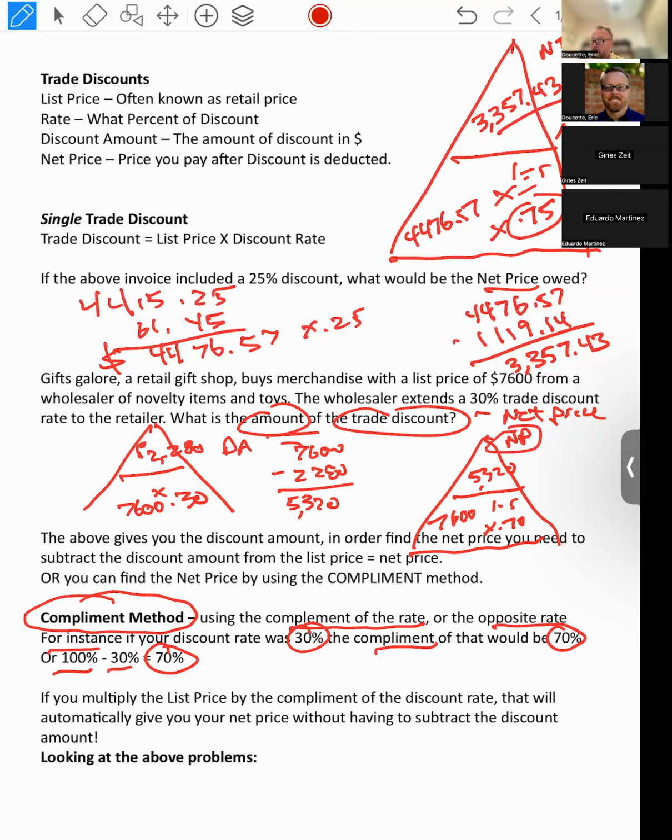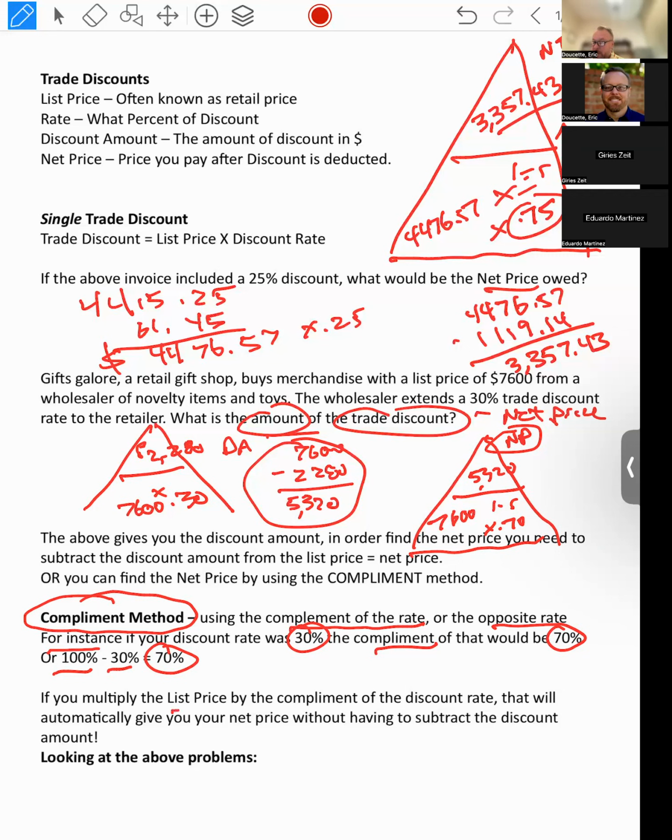So now I don't have to do this step of math if it's asking for the net price. If it's asking for the discount amount, then I just want to use the rate and find out what discount they're going to give me. But if they ask for the net price, I can subtract the rate from 1, and that would give me my net price in my answer. So that's what we say here.